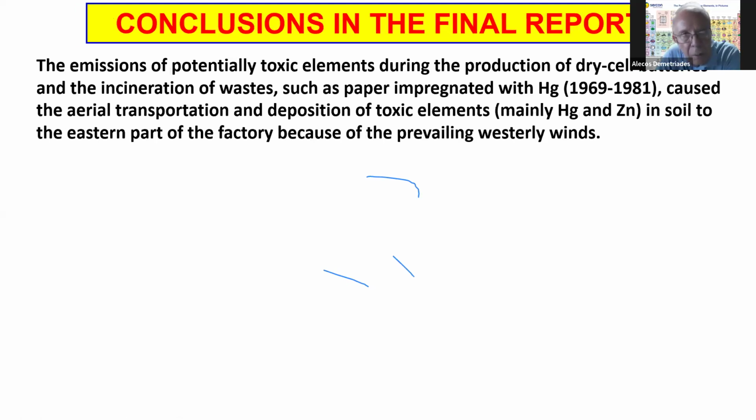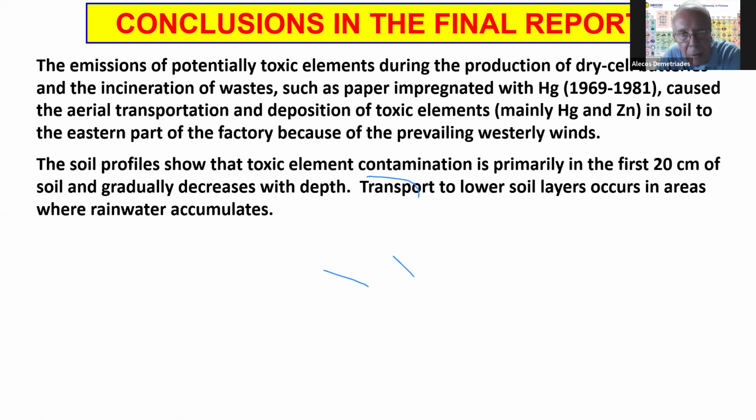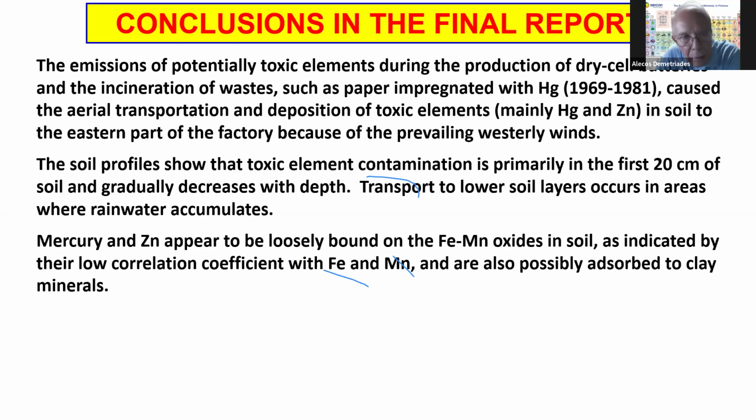So that was good. The emission of potential elements during the production of dry cell batteries and essential waste such as paper, impregnated, caused the aerial transportation and deposition of toxics, mainly mercury and zinc, in soil to the eastern part of the factory because of the prevailing westerly winds. The soil pressure showed that toxic element contamination is primarily in the first 20 centimeters of soil and gradually decreases with depth. Transport to lower soil layers occurs in areas where rainwater accumulates.